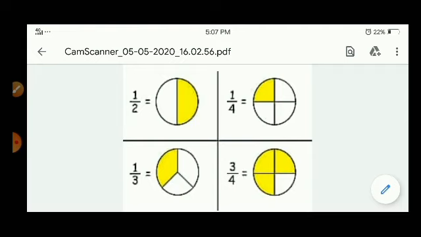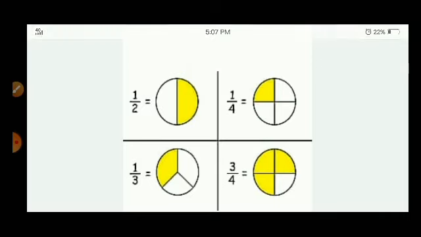In this video, we'll talk about the types of fractions. So this is our second chapter of mathematics, that's fractions and decimals. I hope you will see this video very carefully and understand it. So now let's get it started.